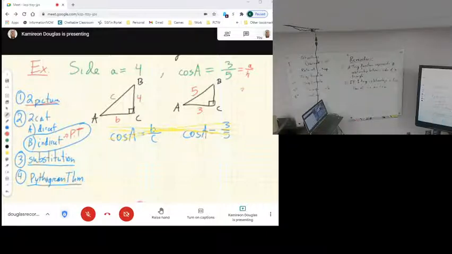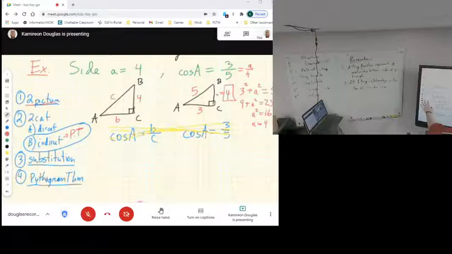I do 3 squared plus A squared, because remember A is opposite of A, so there's a little A, is equal to 5 squared. Simple arithmetic, 3 squared is 9, A squared is A squared, 5 squared is 25. Subtract 9 from both sides, A squared equals 16. Square root both sides, A equals 4. Oh, this is nice. Look at that, a nice number. This is referred to as a Pythagorean triple. Okay, so there's my missing sides.